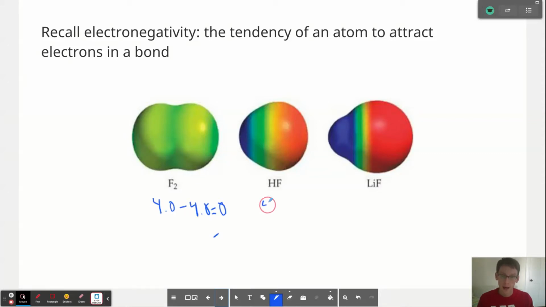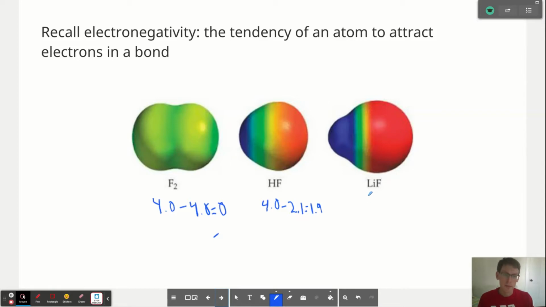In the case of HF, well, the fluorine is 4.0, but the hydrogen is 2.1. And so the difference is 1.9. So we have a very, very polar covalent bond where the fluorine is partially negative because it's the more electronegative element, and the hydrogen is partially positive because the electrons are not really staying towards it.